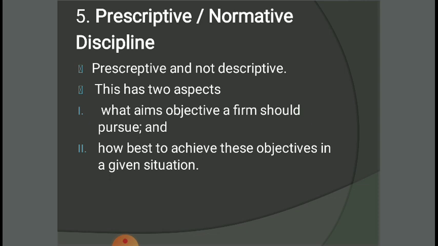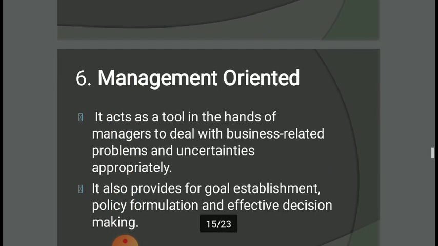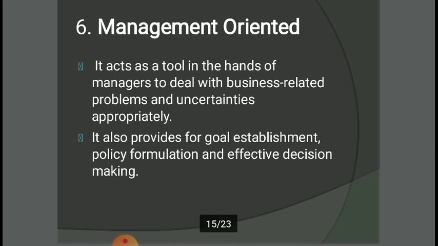ME taught how to set a goal, but it is ME only which will give you tools and techniques to achieve this goal. So to that extent, we can say that managerial economics is normative and ME is also prescriptive. Now let us see the sixth nature of managerial economics, that ME is management oriented.